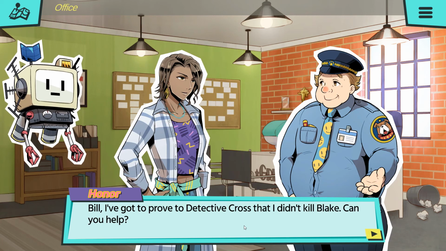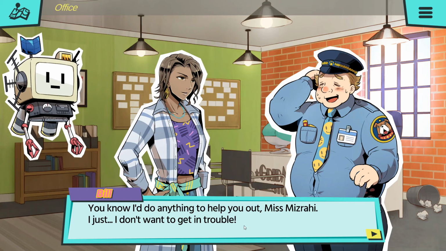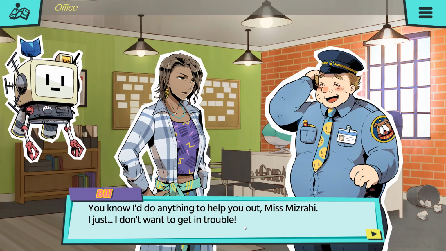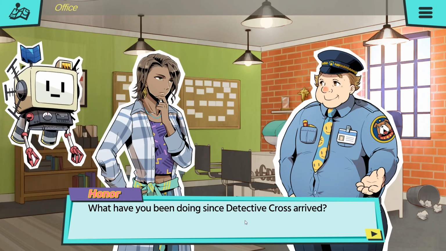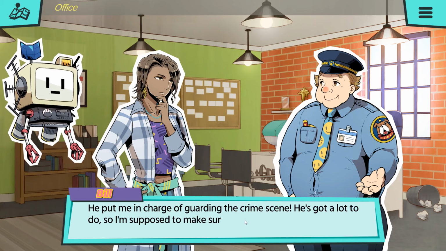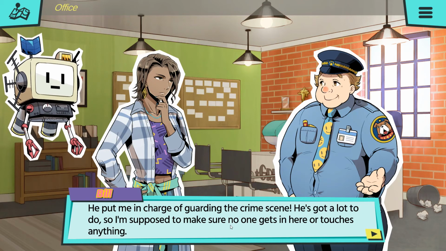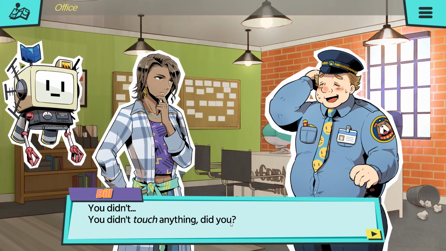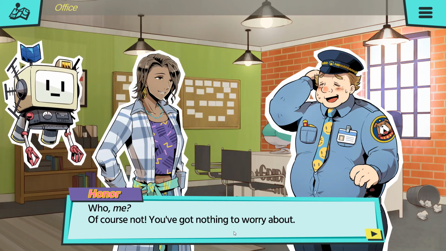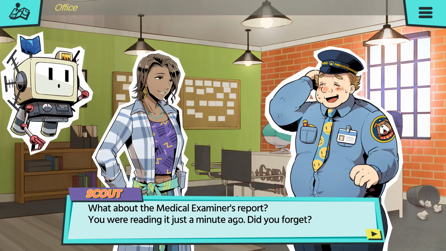Bill, I've got to prove to Detective Cross that I didn't kill Blake. Can you help? You know I'd do anything to help you out, Miss Mizrahi. I don't want to get in trouble. What have you been doing since Detective Cross arrived? He put me in charge of guarding the crime scene. He's got a lot to do, so I'm supposed to make sure no one gets in here or touches anything. You didn't touch anything, did you? Who, me? Of course not. You've got nothing to worry about, only the medical report. What about the medical examiner's report? You were reading it just a minute ago. Did you forget?